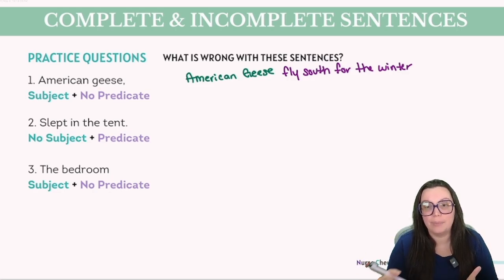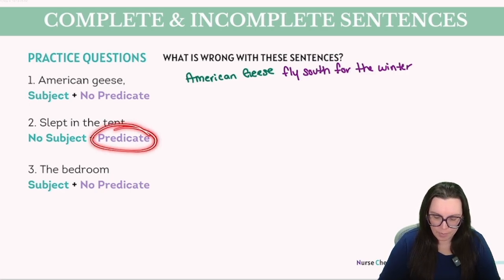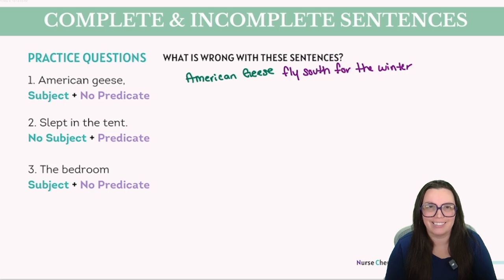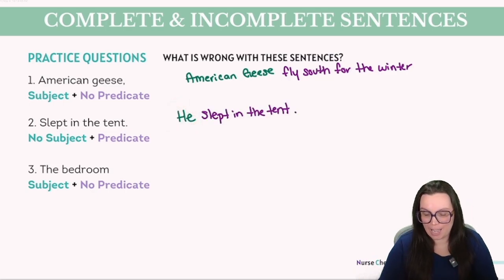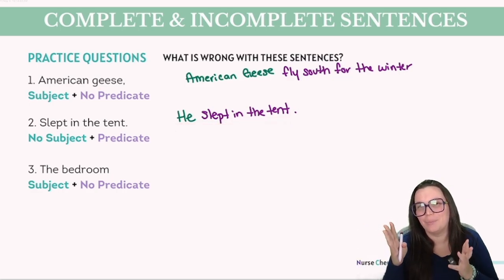Next, we have slept in the tent. In this case, we have a predicate. We know what's happening. We just don't have a subject. Who is sleeping in the tent? If we add the subject word he, it gives us our subject, and now we can combine that with our predicate. He slept in the tent, making it a complete sentence.